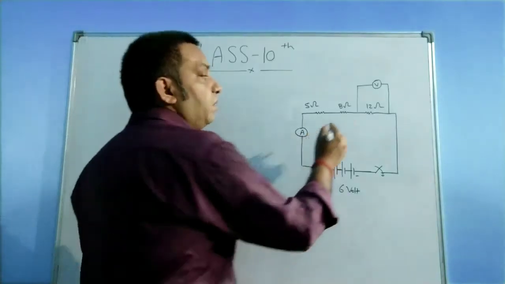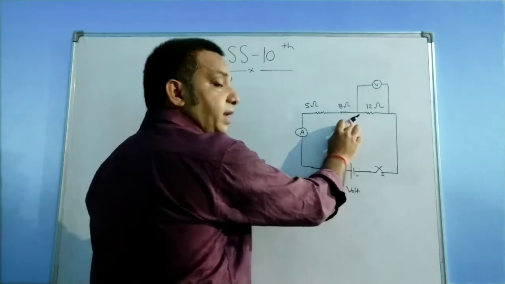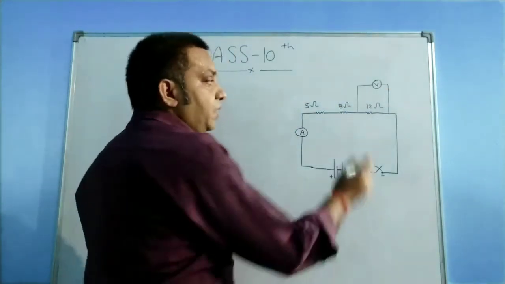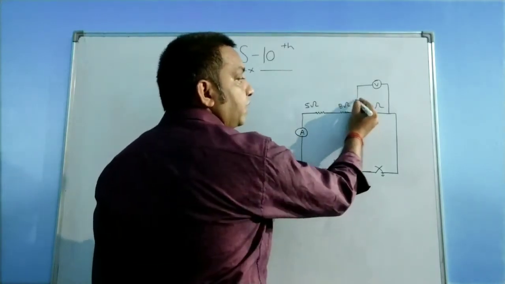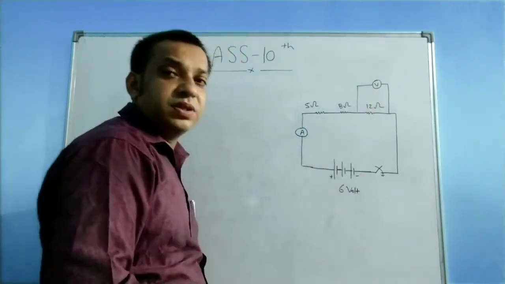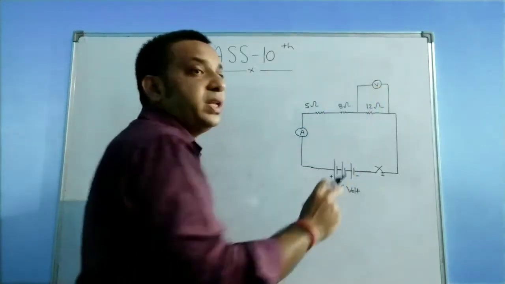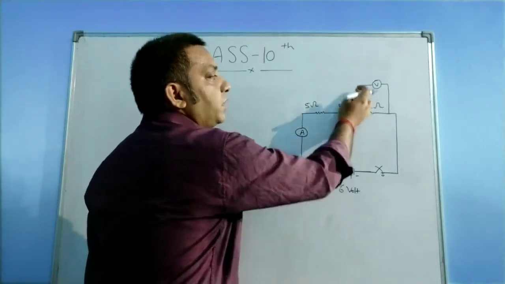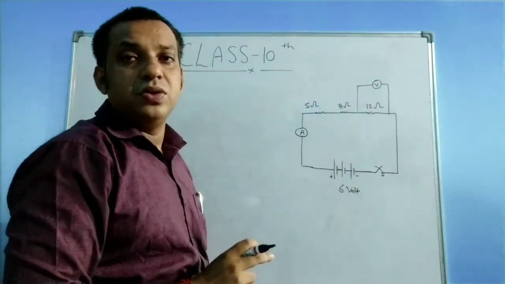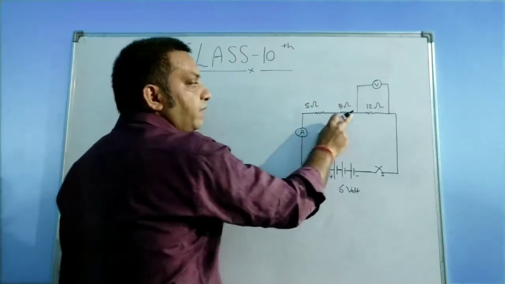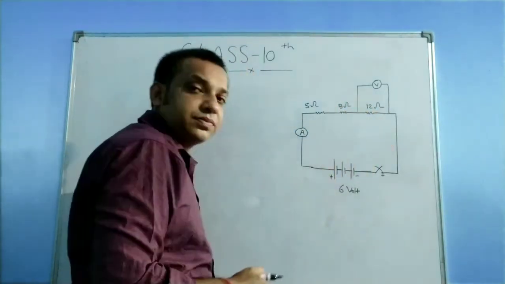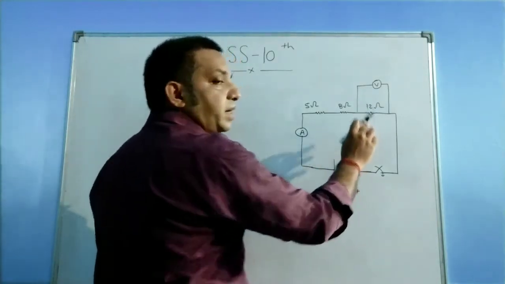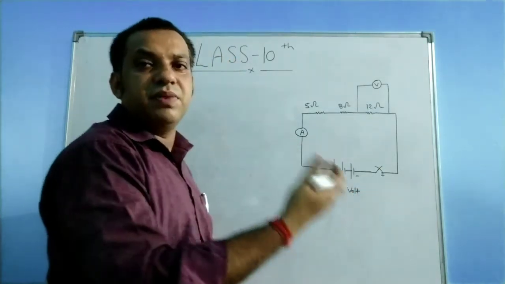So when the current flows from here, and there is a wire for the voltmeter and a wire for this 12 ohm resistor, no current will flow in the voltmeter, because the resistance offered by the voltmeter is very high. It is opposing the current. That is why no current will flow in this voltmeter arm. So where will the current go? The total current will flow through this 12 ohm resistor. And the voltmeter will simply measure the value of the current flowing through the 12 ohm resistor multiplied by the value of the resistor.